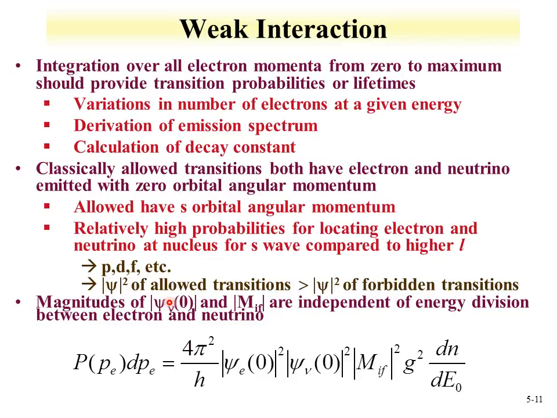The magnitude of the neutrino wave function and this matrix mixing element are independent of energy divisions between the electron and the neutrino. Those are some of the parameters for this equation.